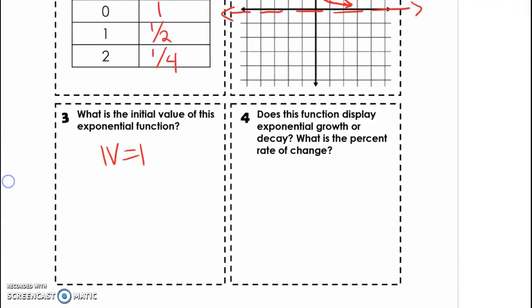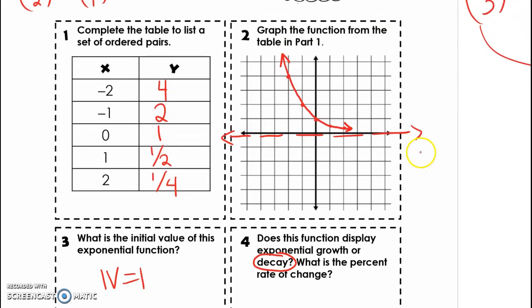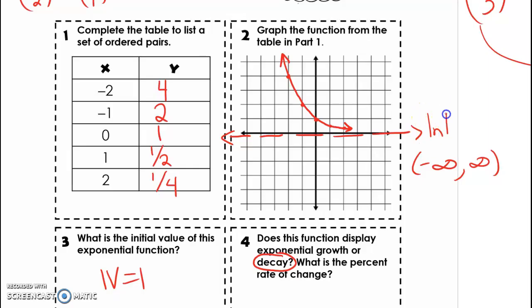Does this function display exponential growth or decay? We can tell by the table because the numbers are getting smaller. We can tell by the graph because the entire graph from negative infinity to positive infinity is an interval of decrease. Does that make sense? So you are decreasing from left to right. Your numbers are getting smaller.